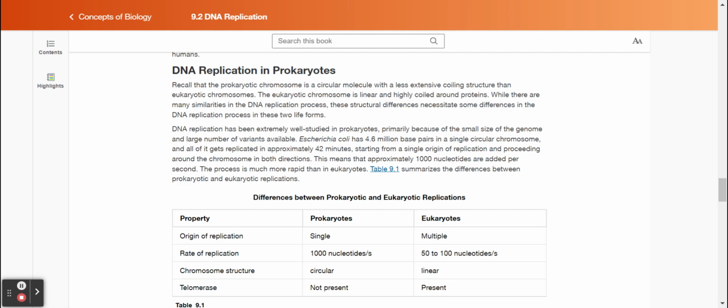DNA replication has been extremely well studied in prokaryotes, primarily because of the small size of the genome and large number of variants available. E. coli has 4.6 million base pairs in a single circular chromosome, and all of it gets replicated in approximately 42 minutes, starting from a single origin of replication and proceeding around the chromosome in both directions. This means that approximately 1,000 nucleotides are added per second. The process is much more rapid than in eukaryotes. Table 9.1 summarizes the difference between prokaryotic and eukaryotic replications.